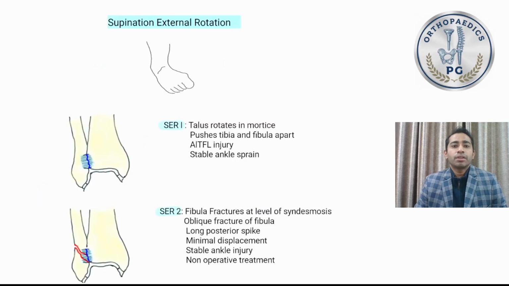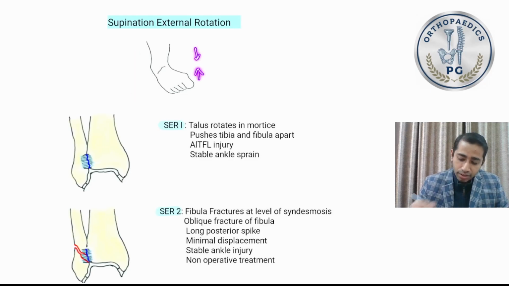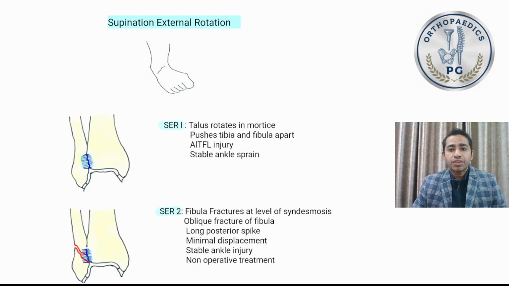Now coming to the supination-external rotation fracture. So in supination, we have to remember, if you see the diagram, the lateral structures are under tension and the medial structures are relaxed. So in any supination injury, the injury will start from the lateral side, whereas in a pronation injury, it will start from the medial side.